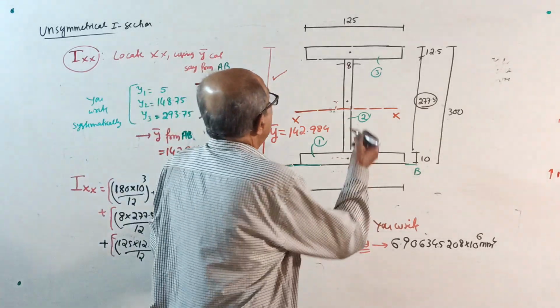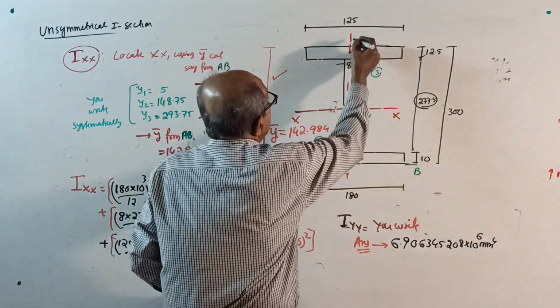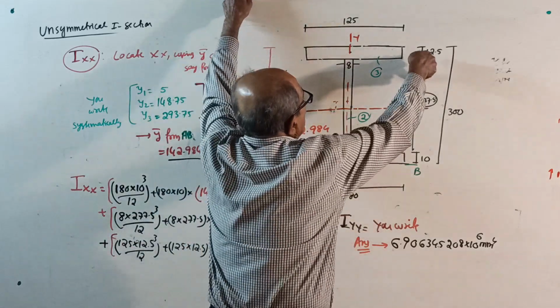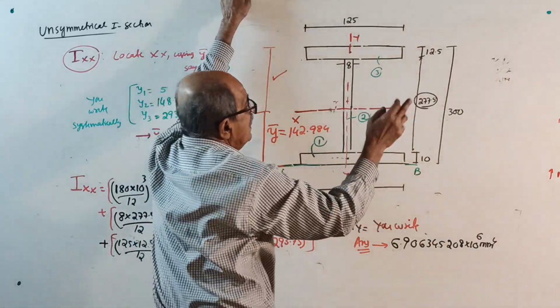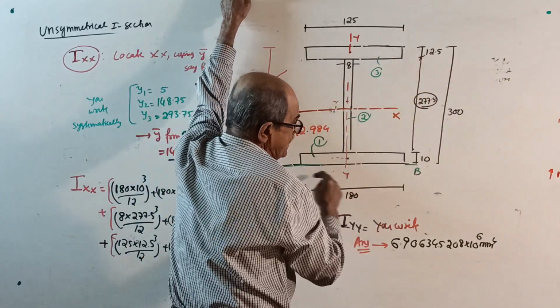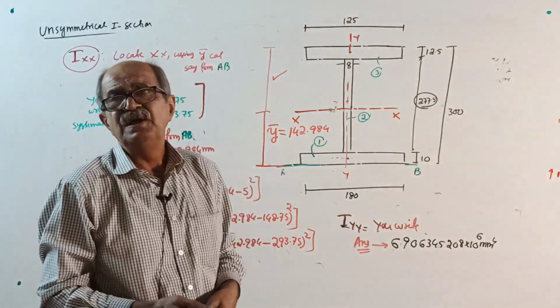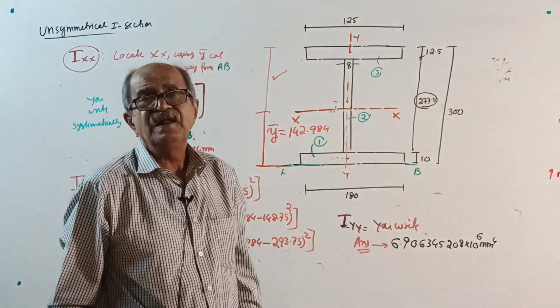Iyy, you write. Why? Directly, see, mark y. This is very easy because symmetry is there. 12.5 into 125 cube by 12, 277.5 into 8 cube by 12, 10 into 180 cube by 12. I wrote the answer. Okay, this will complete what I considered in the last class.